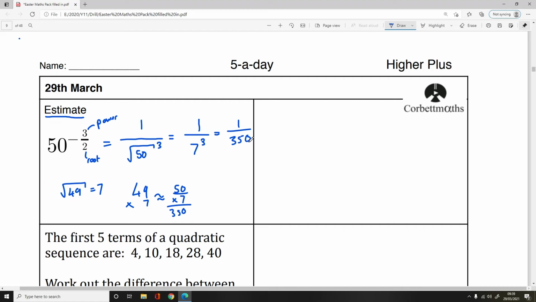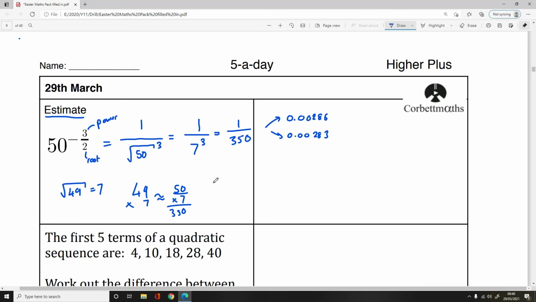Let's actually just check what the real answer would be. So I'm saying, this is using a calculator now just to be sure, that this would be 0.0286... Whereas the actual answer is 0.00283. It's pretty good. Pretty good estimate. Alright, obviously you don't do that last step on the non-calculator paper, but it's good to know it's close.